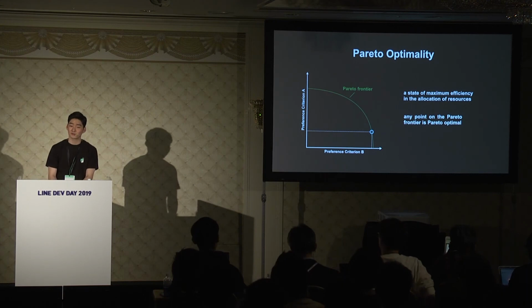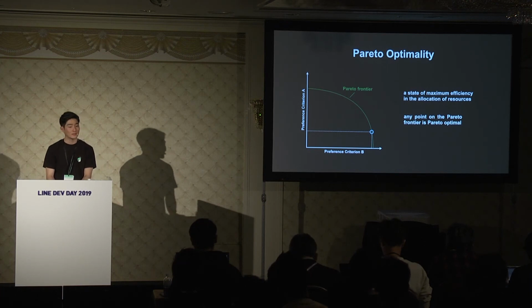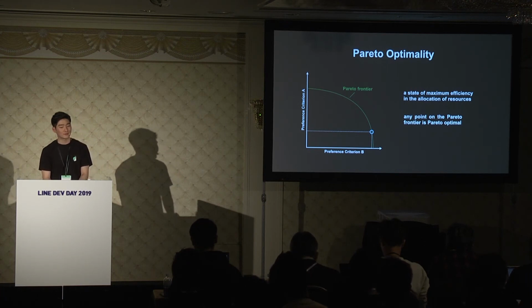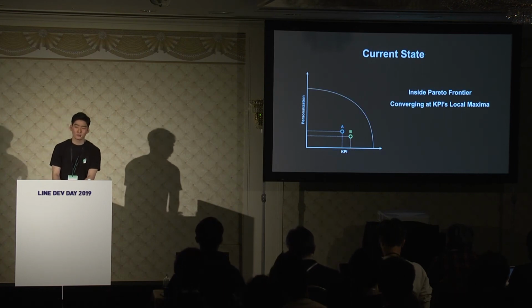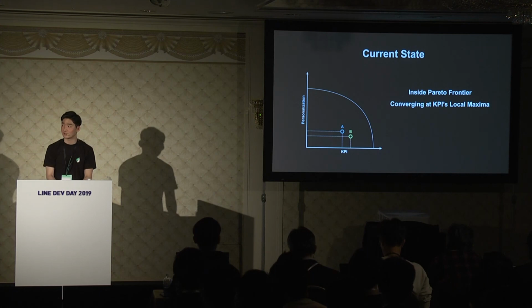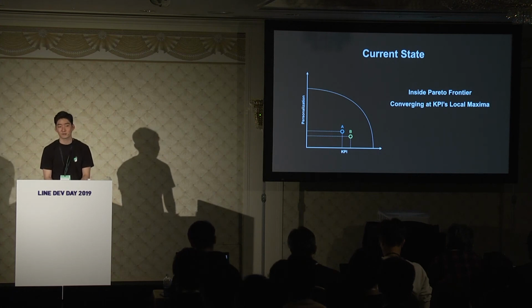This green line on the graph is called the Pareto Frontier, and any allocation of resources on the Pareto Frontier is Pareto optimal and is where we want to be. In our context, the preference criteria are personalization and KPI, which is short for key performance indicators. Our goal was to maximize personalization and KPI.